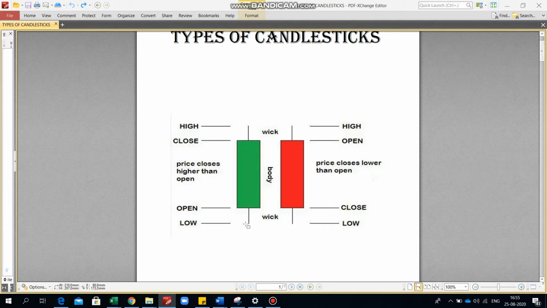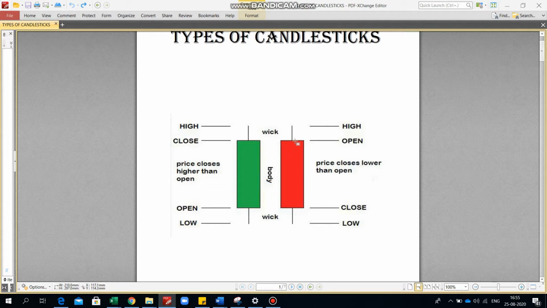And the prices which the candlestick had traveled, but at the end of the time frame it closed after that, this area is called the wick or shadow as well. It just shows that the price has traveled there as well. It has not closed at 110, it had gone to 111 as well.